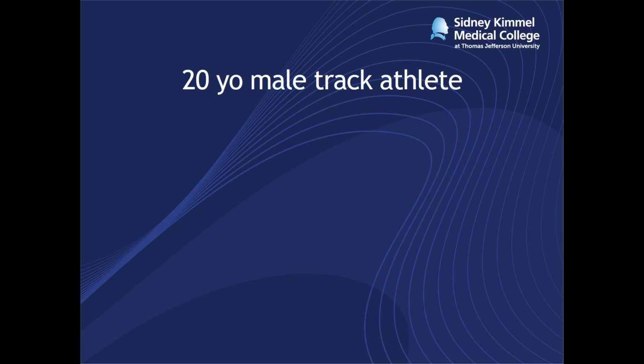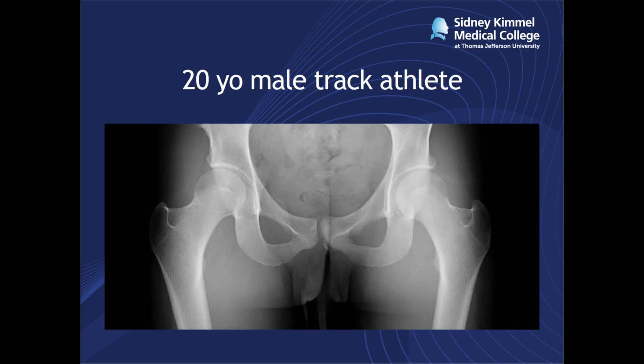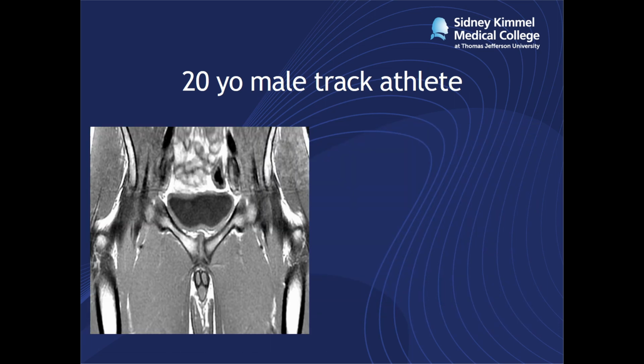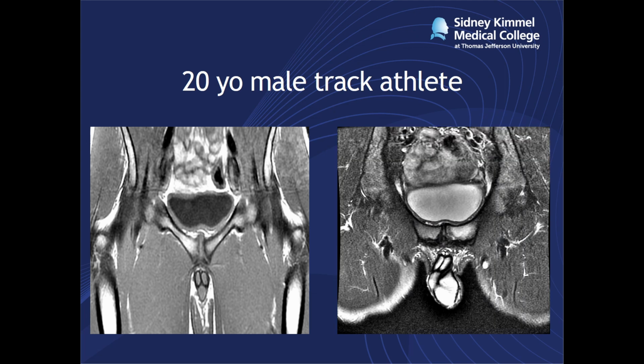Let's go through another example here. It's a 20-year-old male track athlete, and here we have a frontal radiograph of the pelvis. He felt severe left groin pain after sprinting, and we can see a small bony fragment here, slightly displaced from the left pubic symphysis. On follow-up MR imaging on the coronal T1, you can see that little bone fragment representing the pubic apophysis. And on the coronal T2, or fluid-sensitive imaging, you can see some associated stress edema.